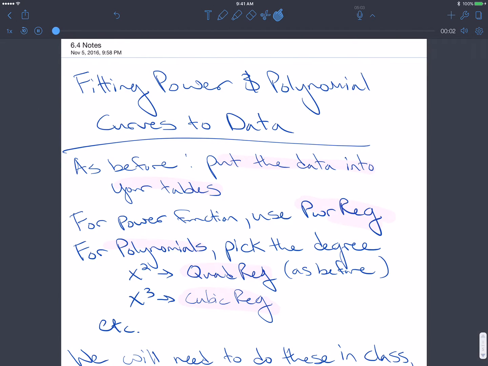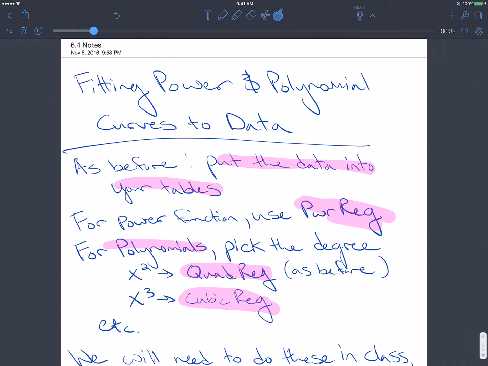6.4 is fitting power and polynomial curves to data. So there's a bit more involved in these fits than there were in the previous ones. The basics are still the same. You put data into your tables, and then for a power function you use power reg, and for a polynomial you would use quad reg if it's a quadratic, or cubic reg if you're trying to fit with a cubic, and so forth.